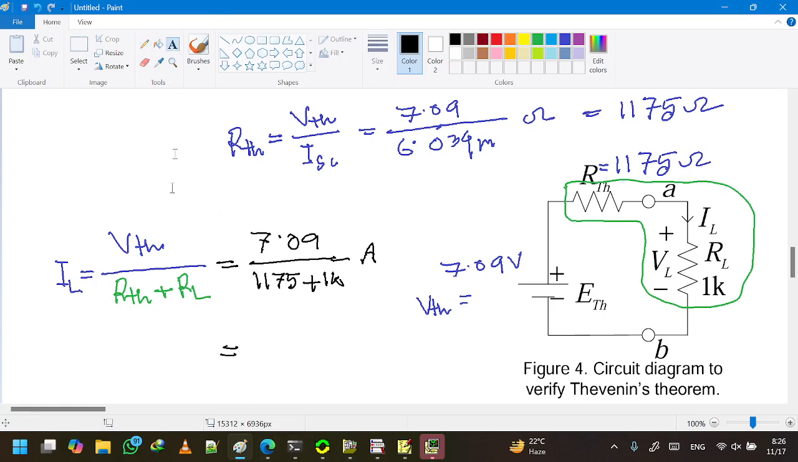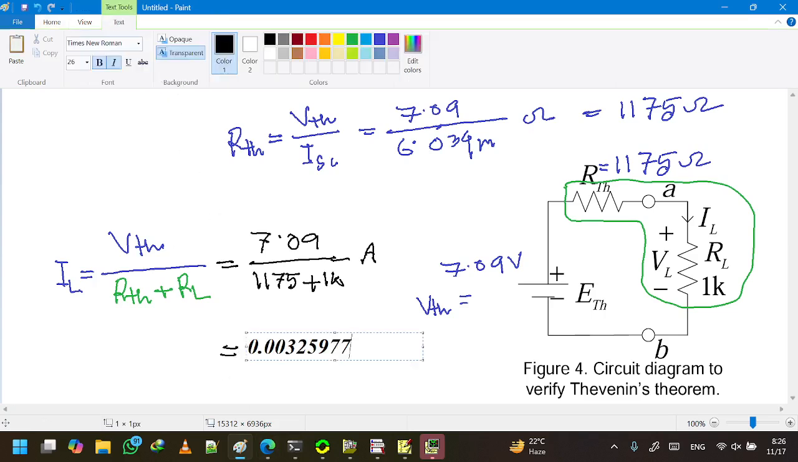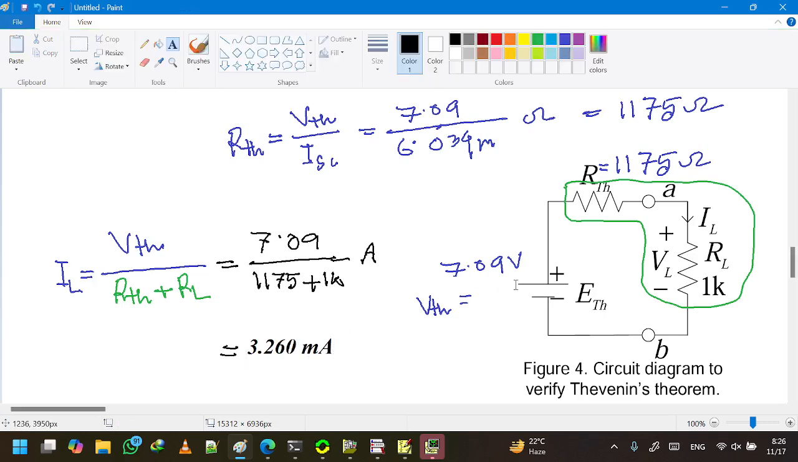So let us copy and paste this. The current IL is this much. If you want to make it milliampere, the point will be over here. So we can get rid of the previous part and let's call it milliampere. We need to take 3 decimal places, so 259 will be 260. So 260 milliampere. This is our final answer. So IL is 3.26.